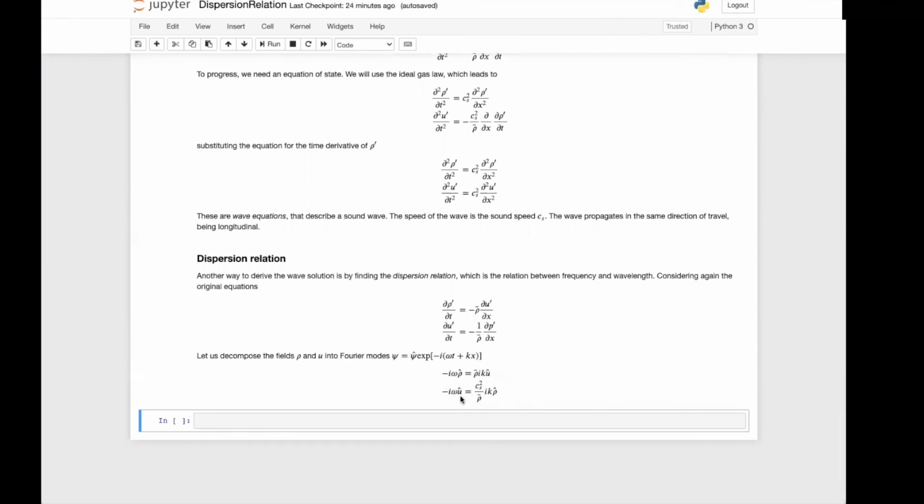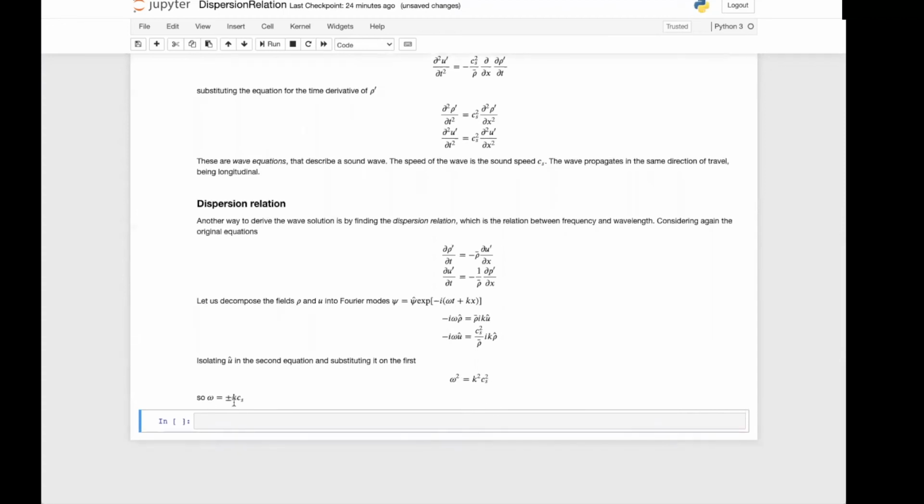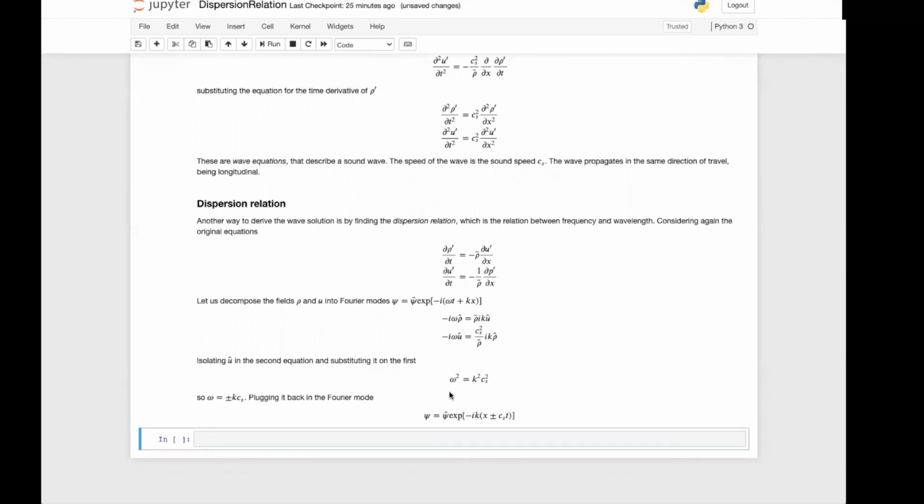Now, if we isolate u hat in the second equation and substitute it in the first, this is what we find. We find omega squared is equal to k squared times the square of the sound speed. So omega is equal to plus or minus k times the sound speed. If we plug this back into the Fourier mode, substitute omega here, this is what we get.